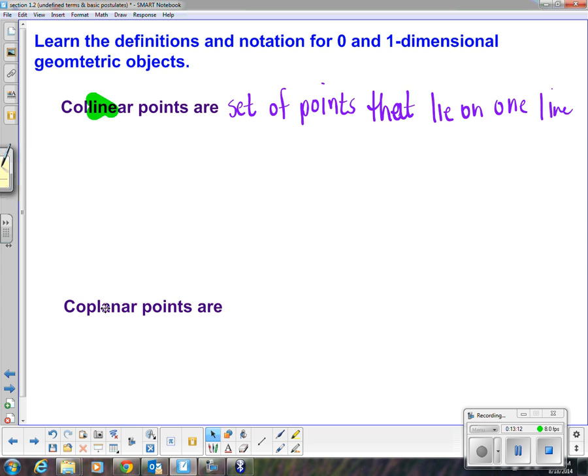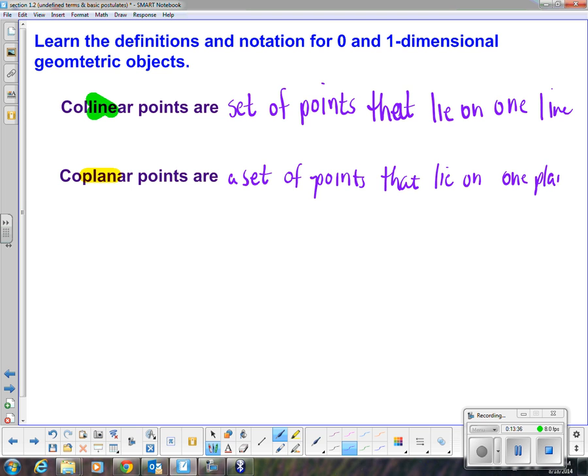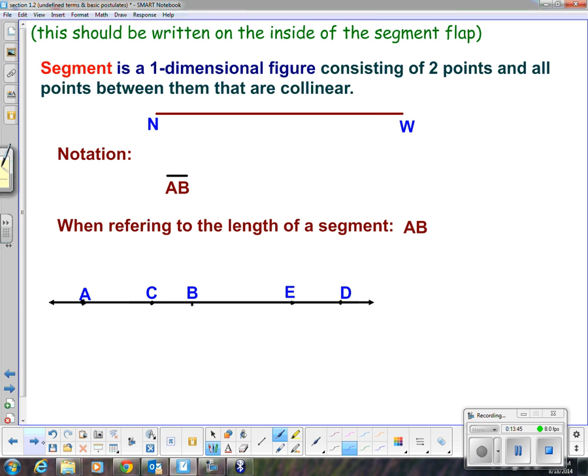All right, coplanar points, I wonder if you can guess what that is. You can almost see the hidden word there. So hopefully you have guessed that they are a set of points that lie on one plane. That's what we call coplanar. And we will be using these terms later on, so you need to know what those terms are.